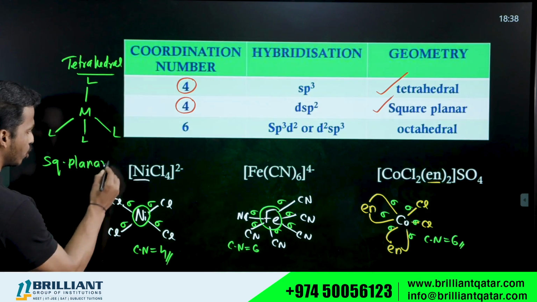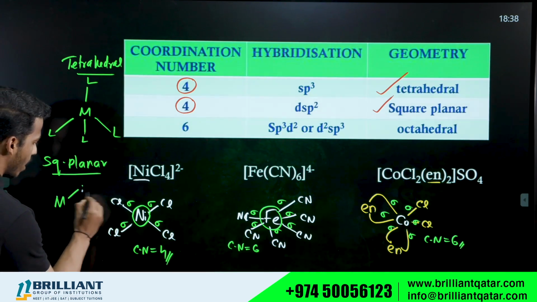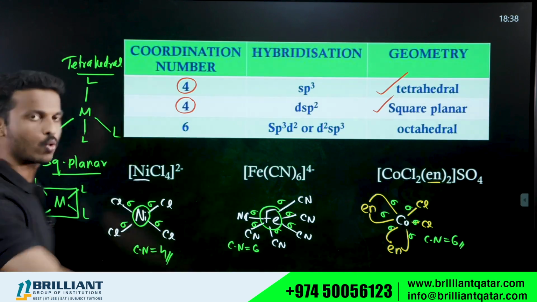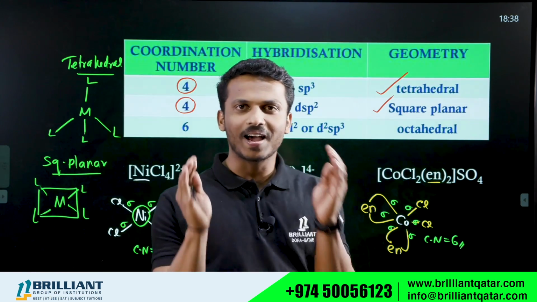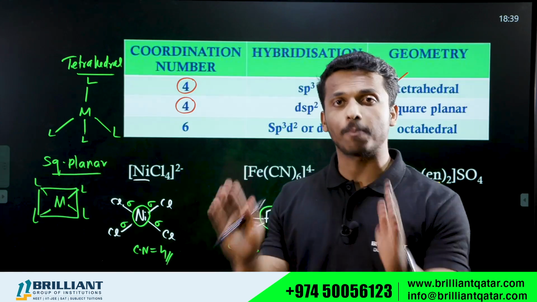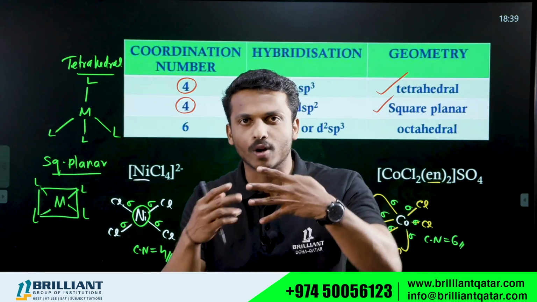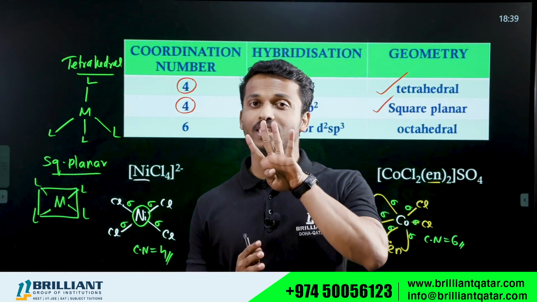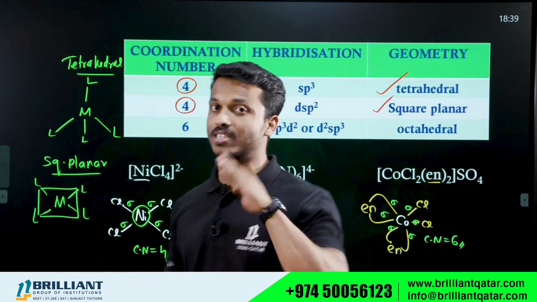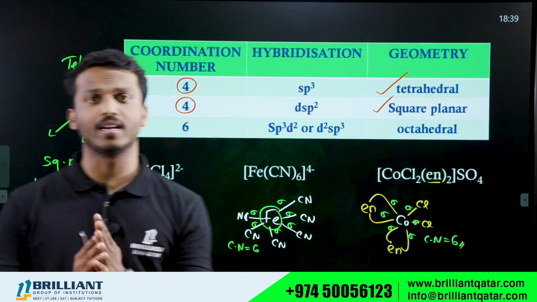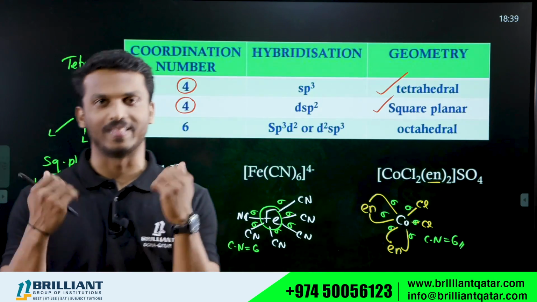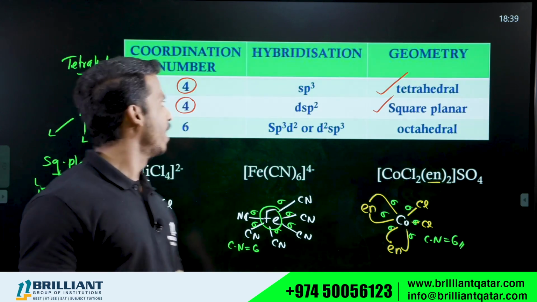What is square planar geometry? Metal atom with 1, 2, 3, 4 ligands. This geometry is called square planar. In tetrahedral geometry and square planar geometry, the number of sigma bonds is 4. So if the coordination number is 4, the structure is either tetrahedral or square planar. Then how can we find out which is tetrahedral and which is square planar? We need VB theory, don't worry.